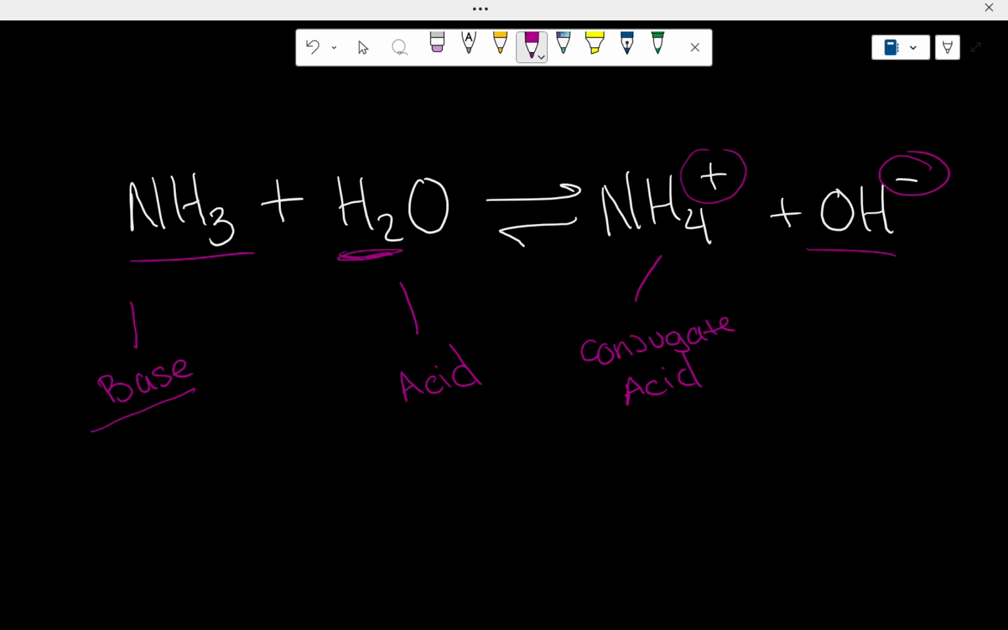And same thing with H2O. This is an acid, so on the product side, it's going to be the opposite, a conjugate base. Conjugate base. Let's go ahead and try one more.